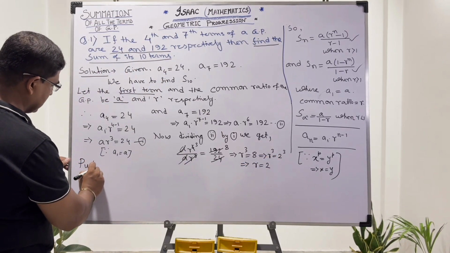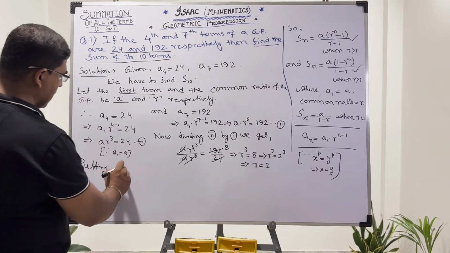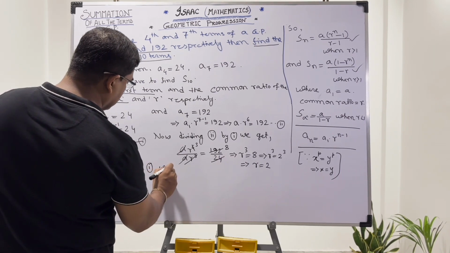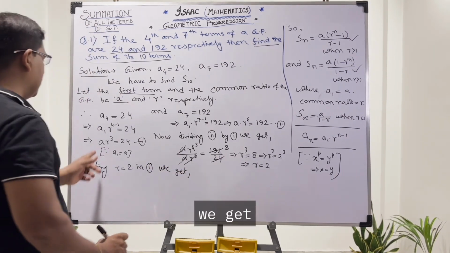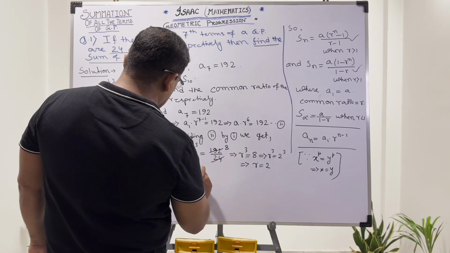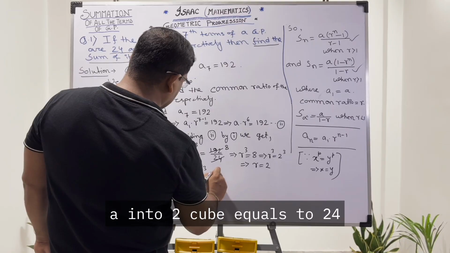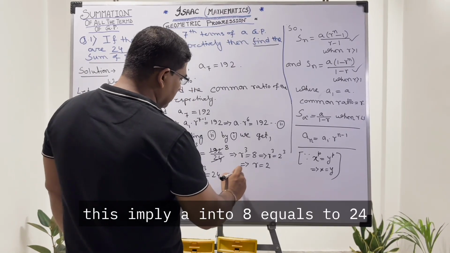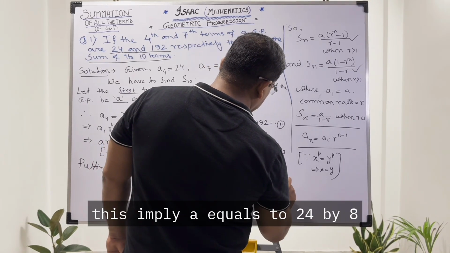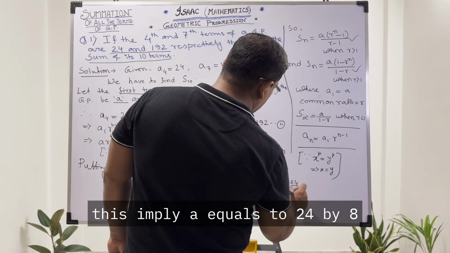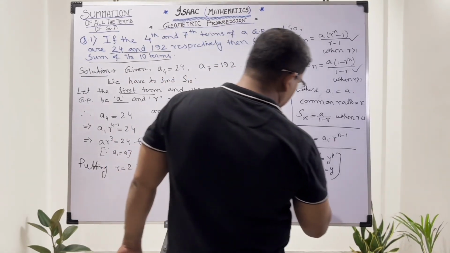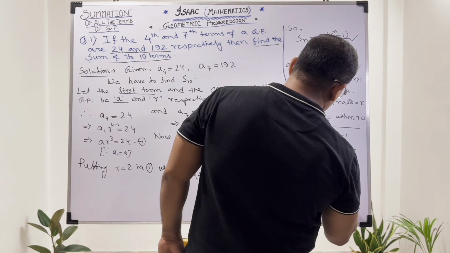Putting R equals to 2 in 1, we get A into 2 cube equals to 24. This implies A into 8 equals to 24. This implies A equals to 24 by 8. Cancelling 24 by 8, we get 3. So this implies A equals to 3.